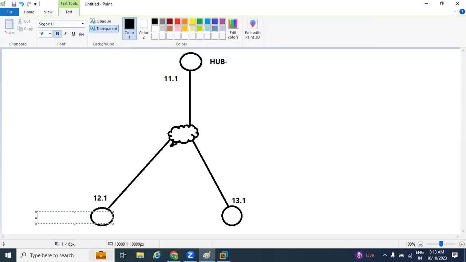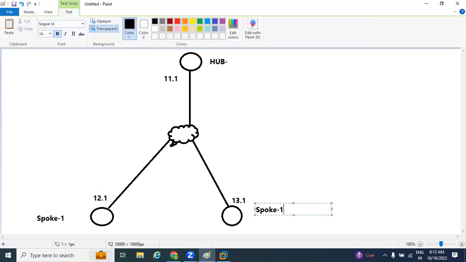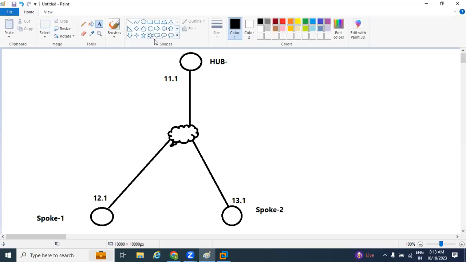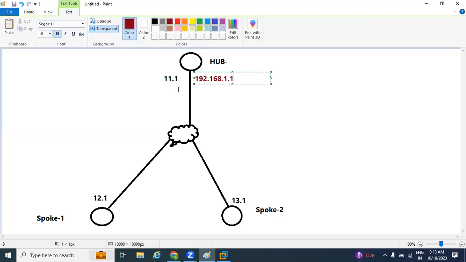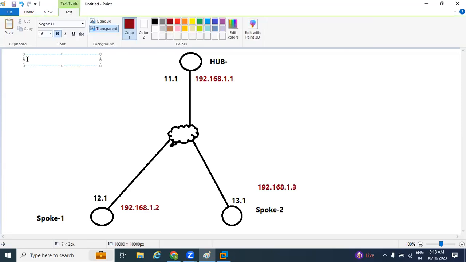So we just need reachability first of all, right? Spoke 1 and spoke 2. So what would the tunnel IPs be? The tunnel IPs would be 192.160.1.1, this would be .2 and this would be .3. Okay, so let's start with the configuration on the hub, same as yesterday.